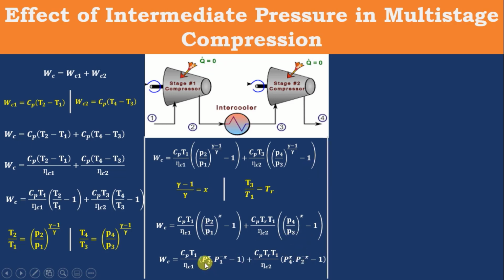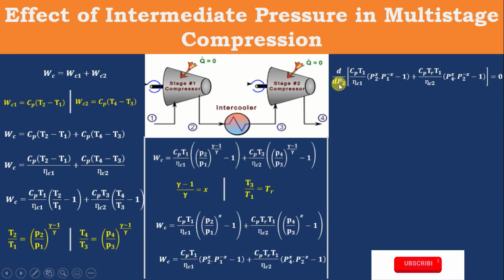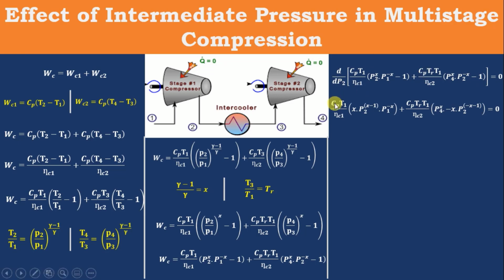So what we need to find out? We need to find out the intermediate temperature. So we have only one unknown. So let's go for an ordinary differential equation, that is d by dP2. So we are going for P2: Cp T1 by efficiency of compressor 1, P2 power x, dot P1 power minus x, minus 1, plus Cp Tr T1 divided by second compressor efficiency into P4 power x, dot P2 power minus x, minus 1 is equal to 0. So after differentiation, you will get Cp T1 divided by first compressor efficiency.